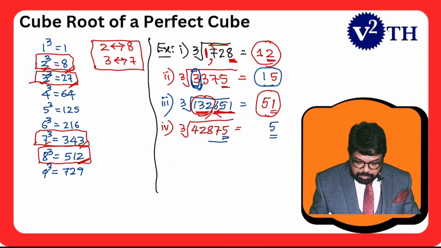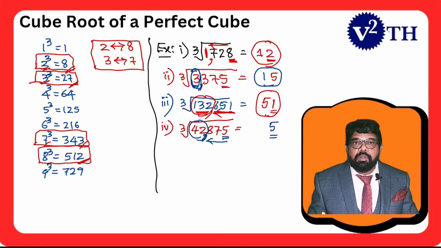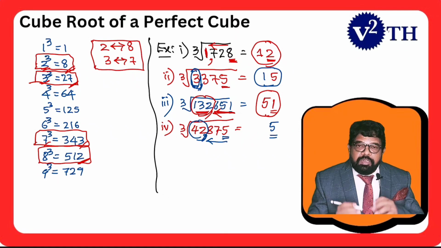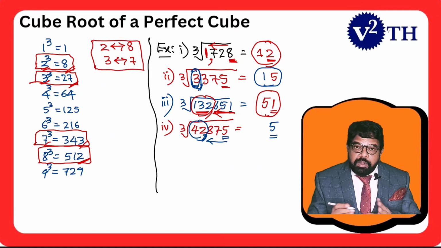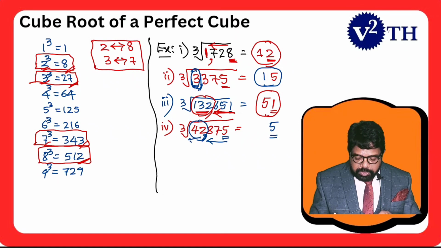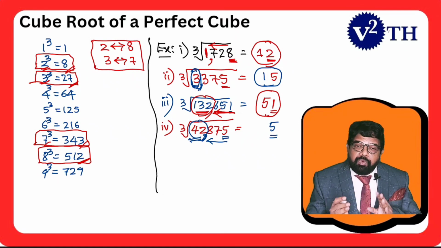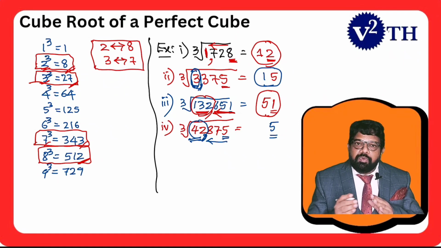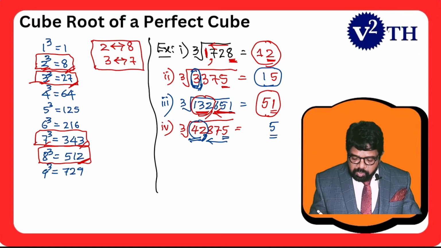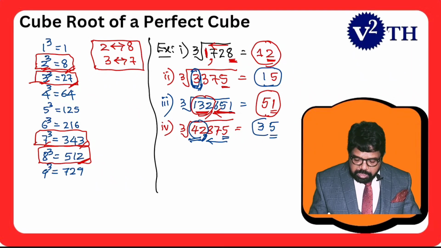Now after 3 digits, put comma here. Now calculate the cube root of this one, 42. 3 cube is 27. 4 cube is 64. Cube root of 42 lies between 3 and 4. Between 3 and 4 means the smaller one, 3, you have to take. So what is its value? 35. So it is 35 cube.